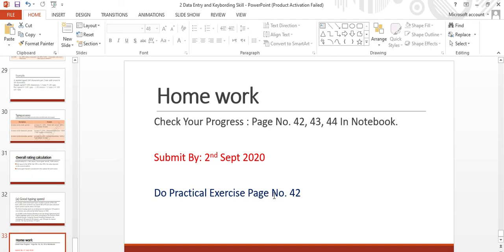On page number 42 only, there is a practical exercise. Do that practical exercise for your practical assignments and submit it to me on my email ID. For all your practical work, you should take a screenshot and send it to me on my email ID.